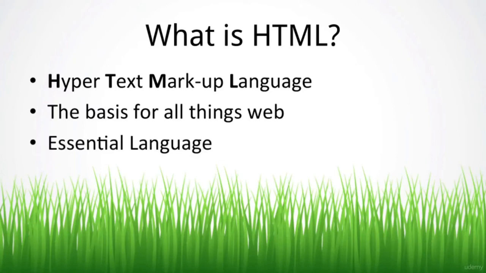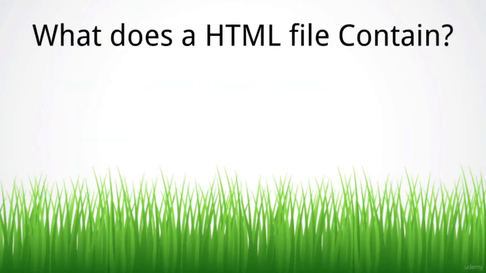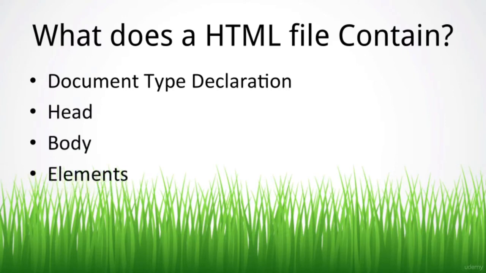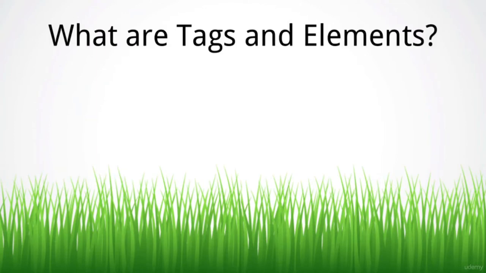Any web developer or programmer. What does a HTML file contain? A HTML file contains a document type declaration, a head, a body, and elements. Elements are comprised of opening and closing tags. What are tags and elements?